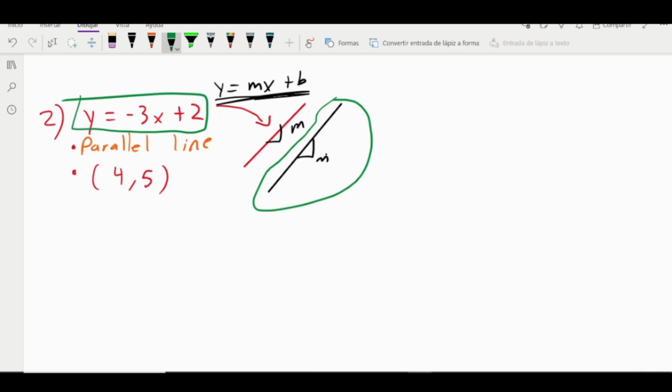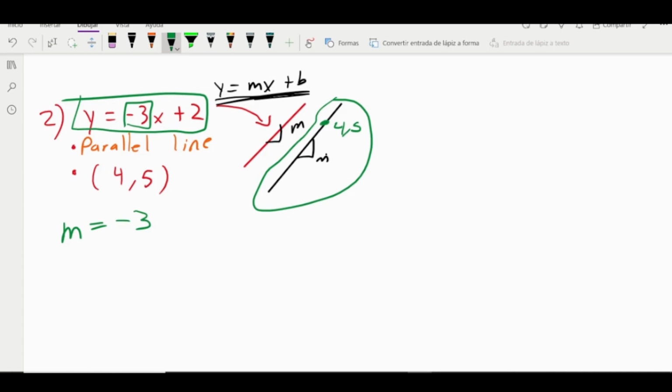Also, we know that this line crosses the point with coordinates (4, 5). So how can we find the equation of the straight line here? It's going to be simple. The first thing is to identify the slope. If we have a parallel line, we are going to have the same slope. So the value of the slope is going to be minus 3.